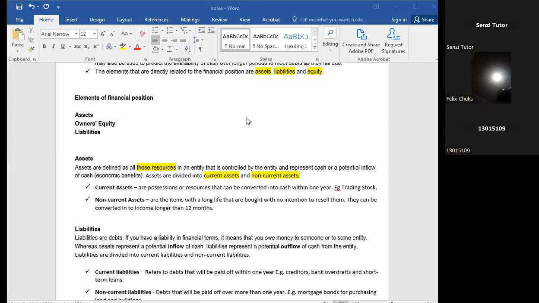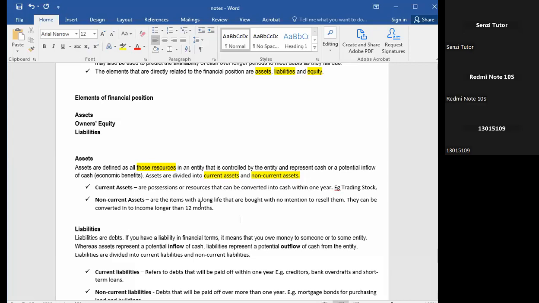All right. And then we have the fact that assets are divided into two categories. We have current assets and also non-current assets. Now, what are current assets and non-current assets? Current assets are the possessions or resources that can be converted into cash within 1 year.